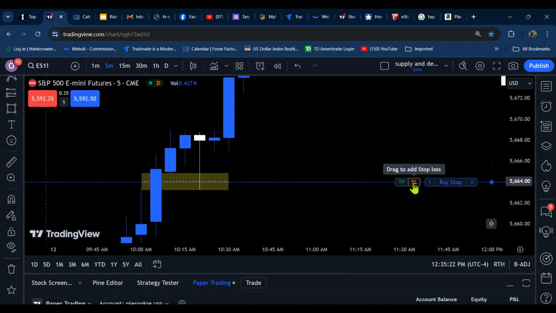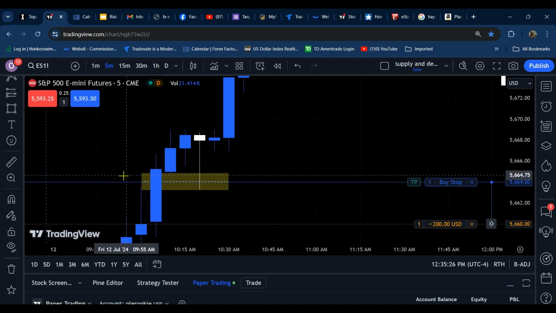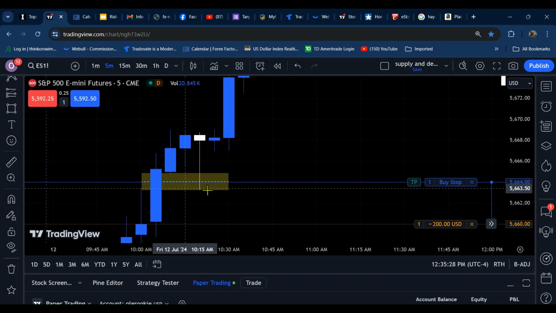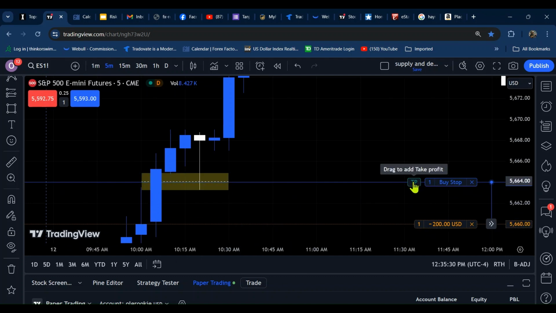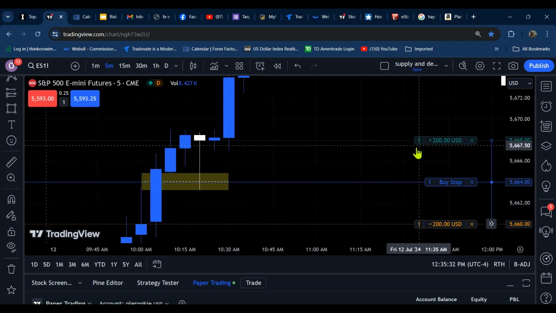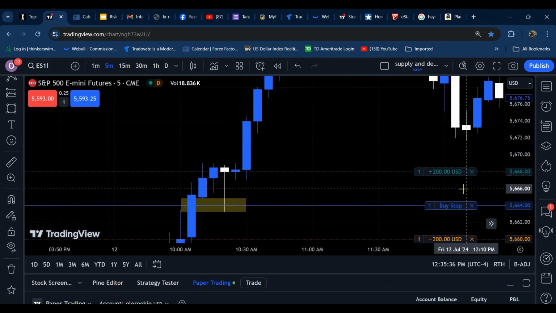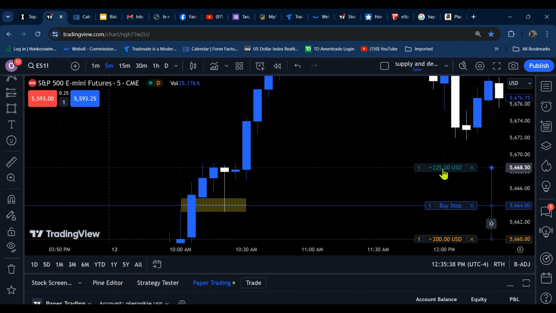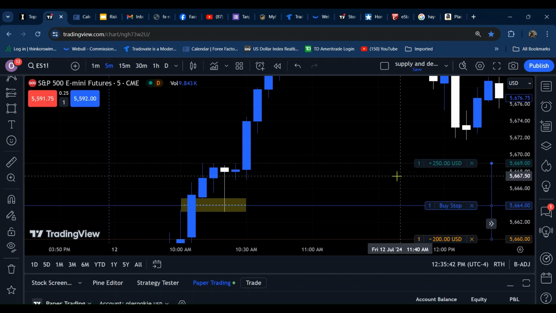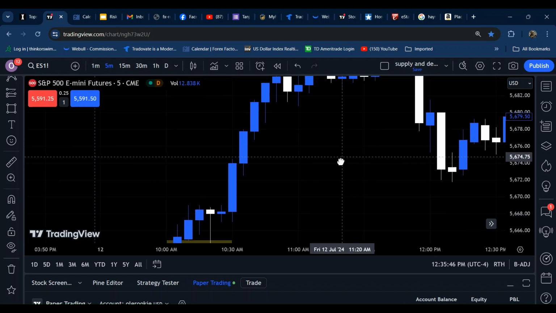And then you can put your stop loss down here below the candle that formed the fair value gap, which is a $200 loss. And your take profit, you could just do 200 or 250. A 5-point gain would be a good starting point. And you can see it would have gotten you there no problem. Go ahead and close that out.